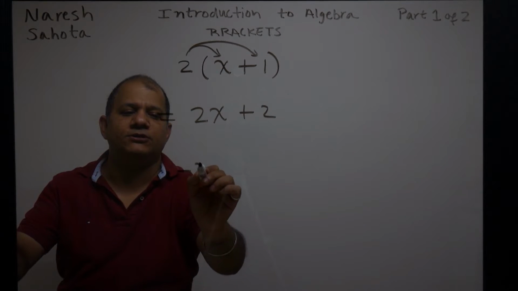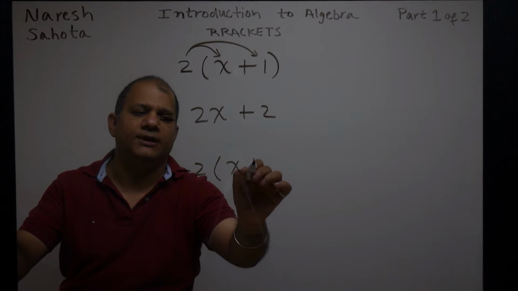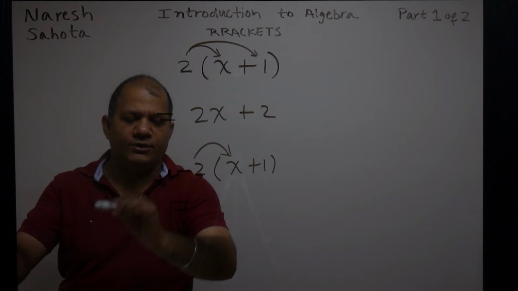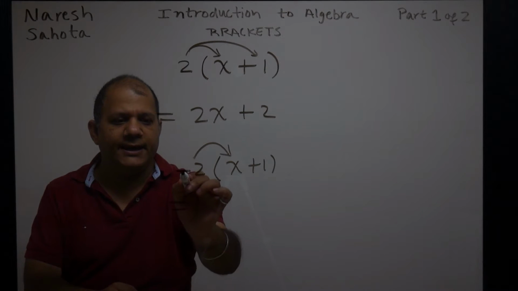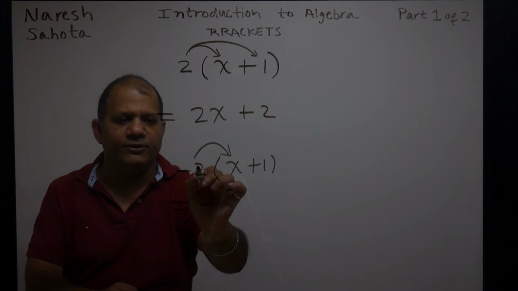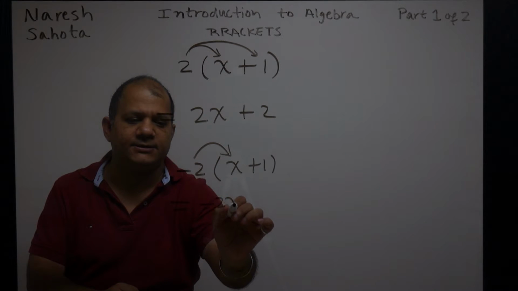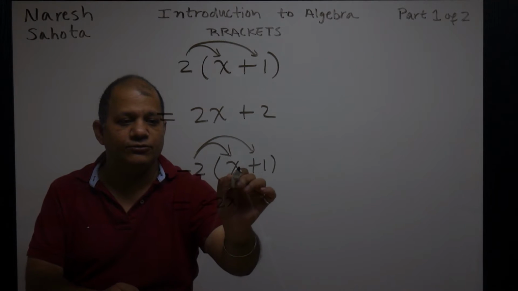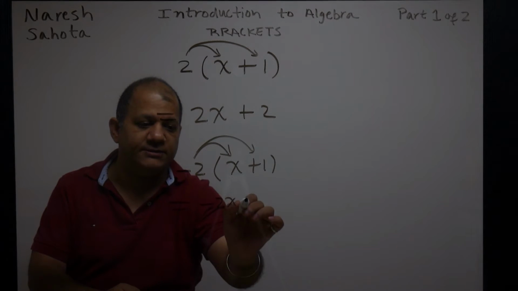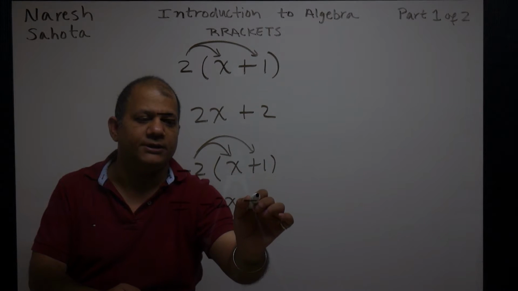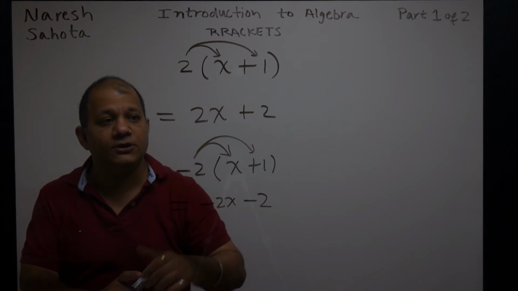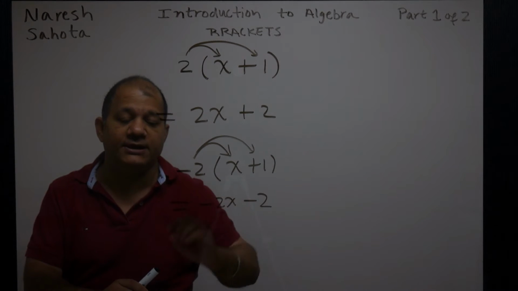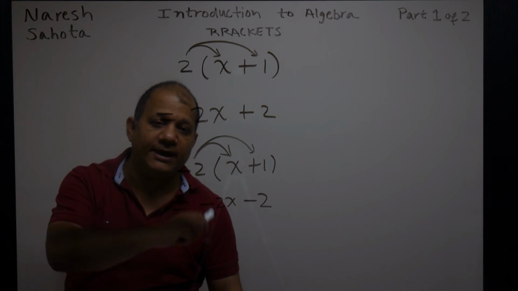Now let's do the same question with a negative 2 in front: negative 2 times (x + 1). Let's multiply negative 2 with the first term inside the bracket. Negative times positive is negative. 2 times x is 2x. Now let's multiply negative 2 with the second term. Negative times positive is negative. 2 times 1 is 2. So that's the answer. Here we had 2x plus 2, and here they're both negative, so negative 2x and negative 2, because we have a factor of negative 2.